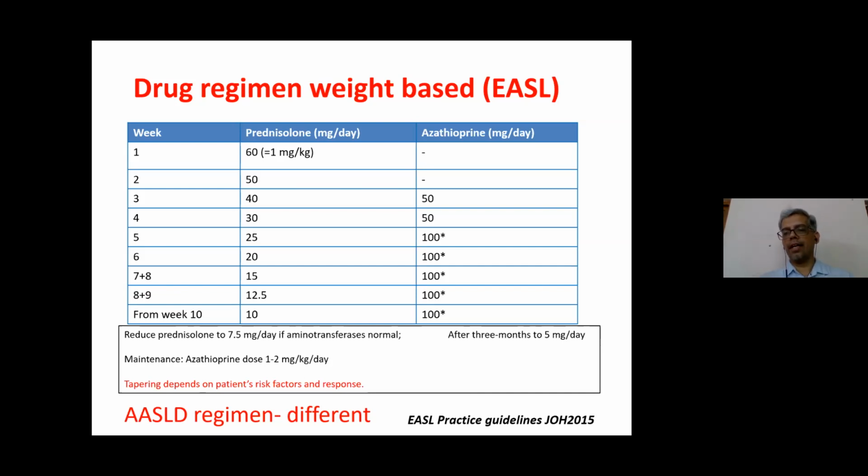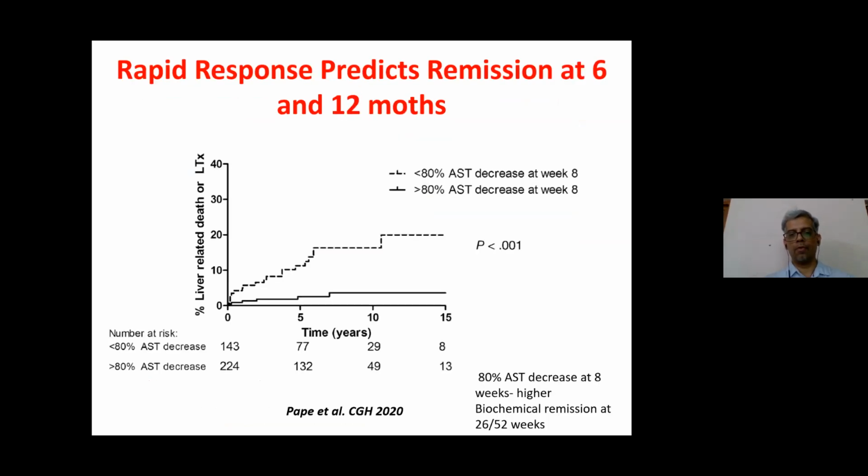And in the initial beginning, 1 to 2 milligram per kg, or take a half dose, that is 0.5 milligram per kg of prednisolone, that is 30 milligrams, and azathioprine right in the beginning, and then titrate your doses. Your response, which is seen in the initial 8 weeks, has a very important role and helps you in predicting how your patient is going to do in the long run. So those patients who with initial immunosuppression have an 80% reduction of the AST levels do very well in the long run, as compared to those who do not have an initial response to the induction regimen.